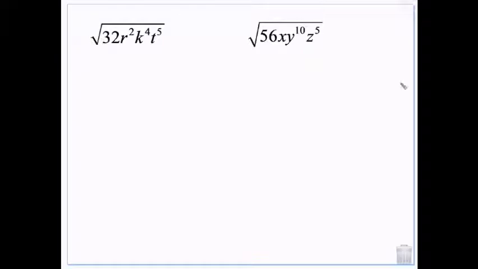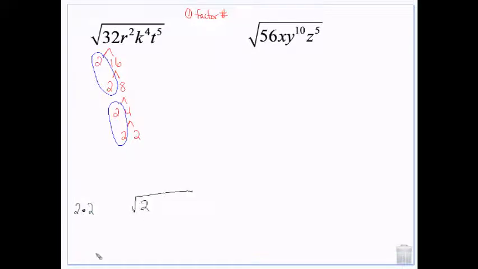Let me first factor the number. Let's start there. Okay. So 32 is 2 times 16. 16 is 2 times 8. 8 is 2 times 4, and 4 is 2 times 2. So you get a 2 on the outside and a 2 on the inside, because one of the 2's is by itself. I get two 2's outside and 1 on the inside. Okay, so two 2's came out, 1 gets left behind. Any questions about that part?